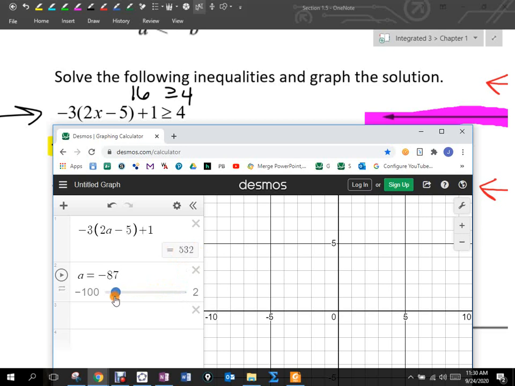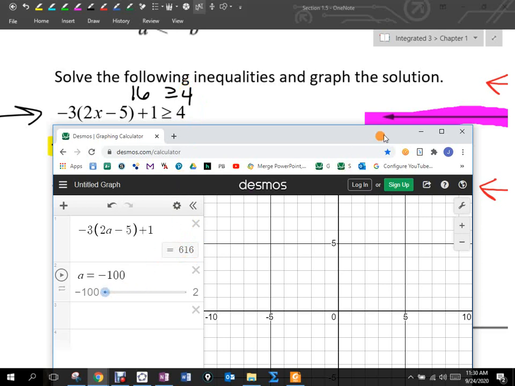Now I'm only going to negative 100, but this arrow is showing we should be able to go to negative infinity. We should be able to go to, like, negative 100 billion. And even bigger than that, we will always get a number here that is bigger than or equal to 4. Does that make sense?